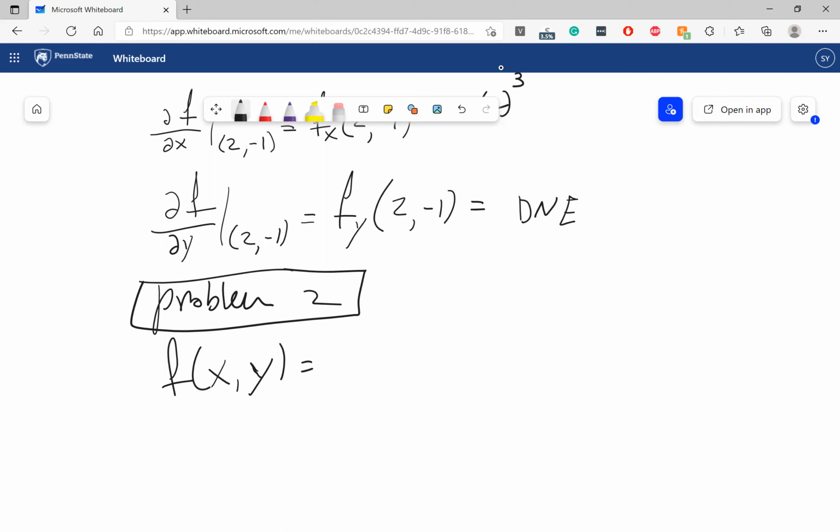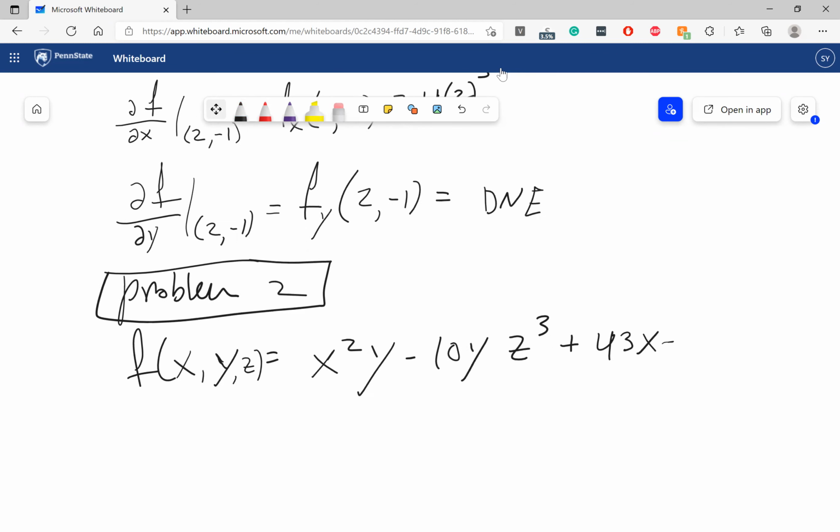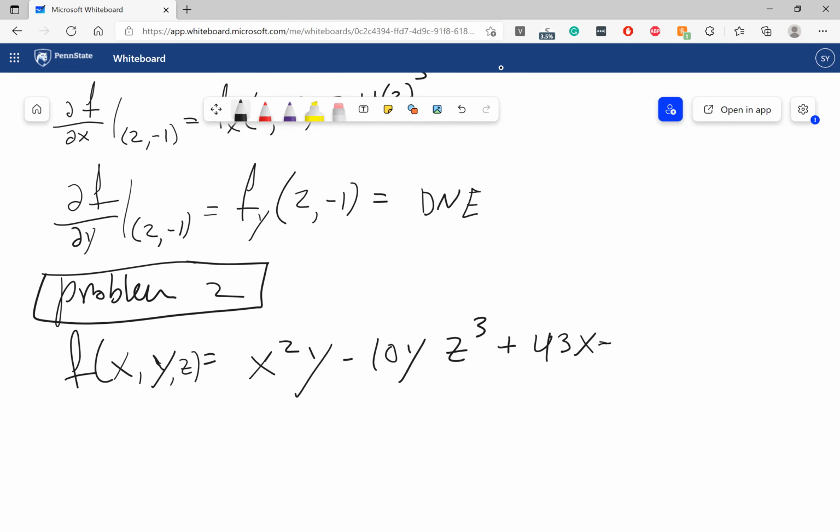It was x squared y, the function is equal to x squared y minus 10 y z cubed. So this is a function, give me a second, with respect to x, y, and z. And then plus 43x, minus 7 tangent of 4y. So we did this problem last class. I was just confused because you treat one as a constant. Okay, minus 7 tan of 4y.